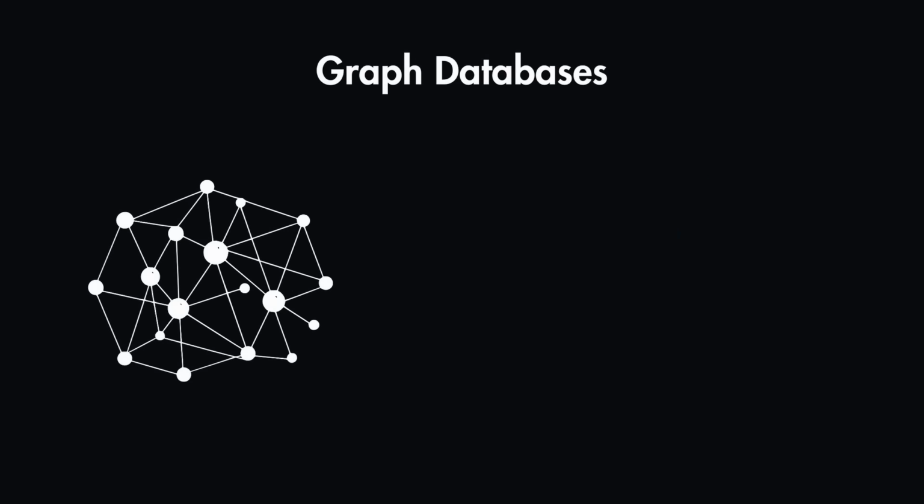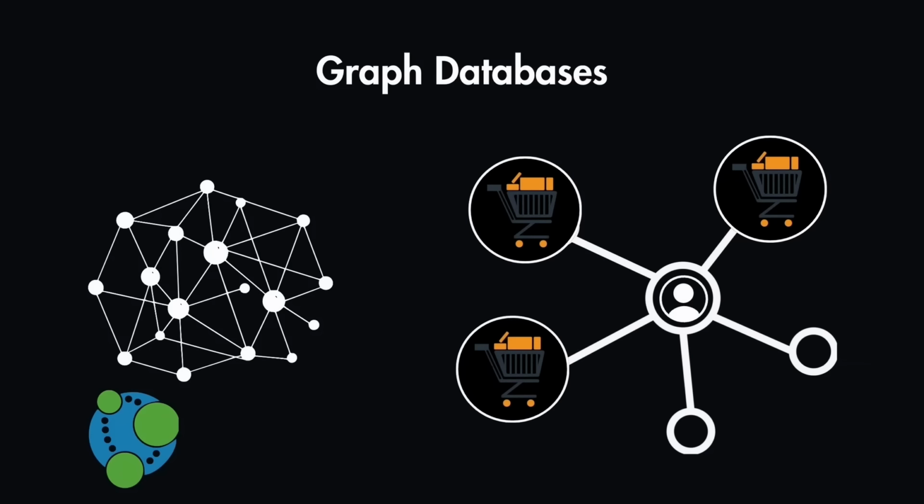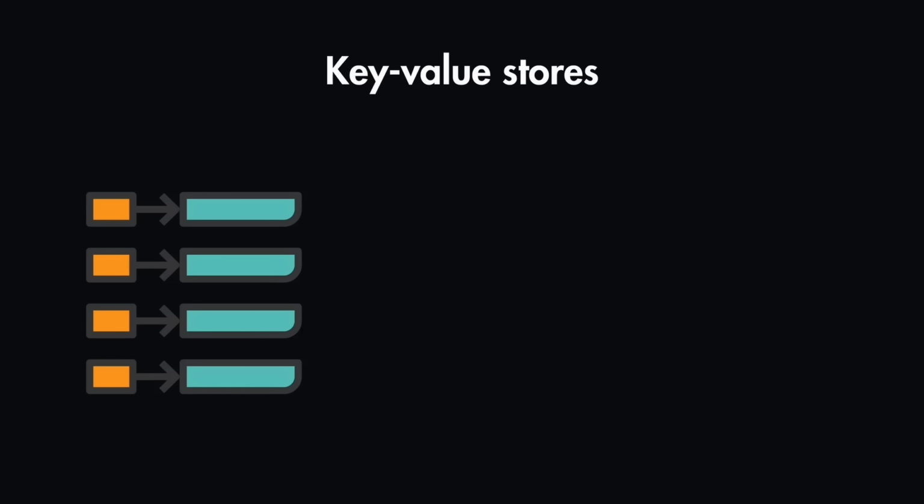The other option is graph databases, which focus on storing the entities and their relationships as graphs. An example of a graph database is Neo4j. For example, Amazon uses the Neptune graph database, which helps them to make you product recommendations based on your previous orders. And the other popular type is key value stores.